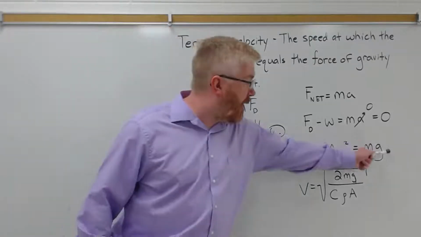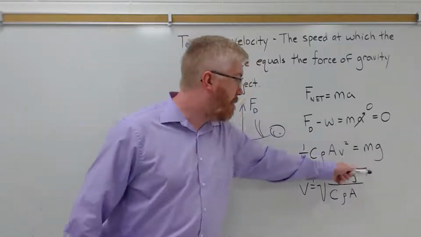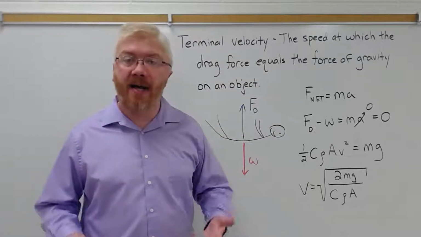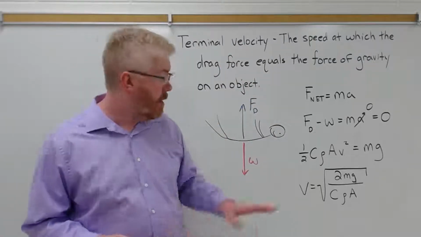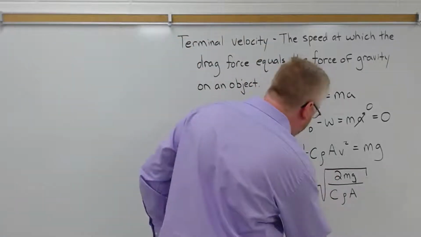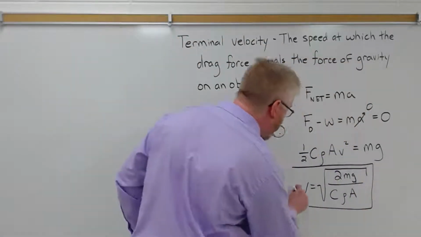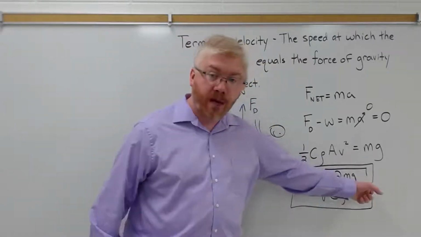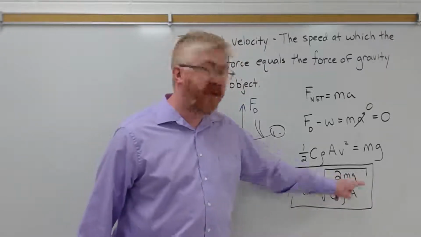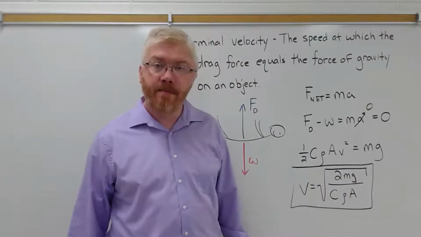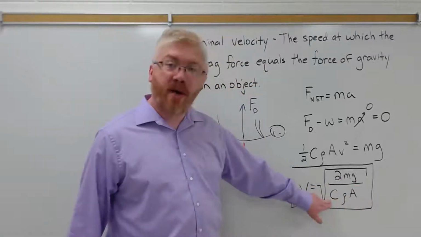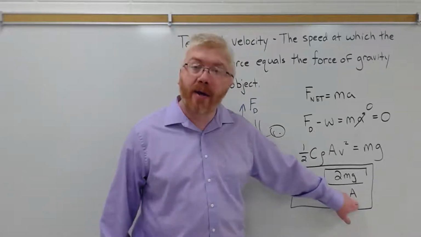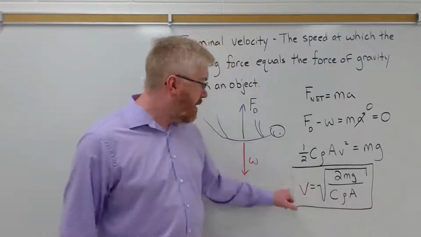Well, I can algebraically solve this equation for the speed. That's what I want to know. What is the terminal velocity of a skydiver, or any object that falls? Well, when we solve this algebraically for v, we get this equation here. The speed, v, is equal to the square root of 2 times the mass of the object times the object's acceleration due to gravity, divided by this drag coefficient times the density of the fluid times the cross-sectional area of the object. And let's look at this equation in a little more detail.